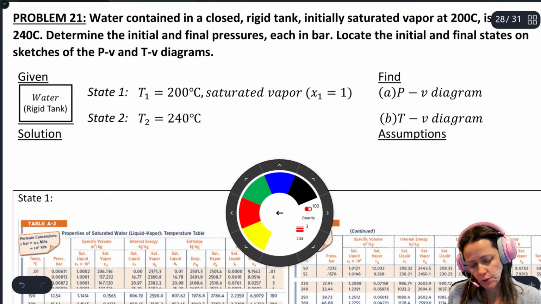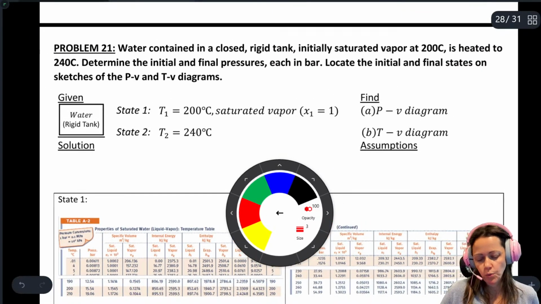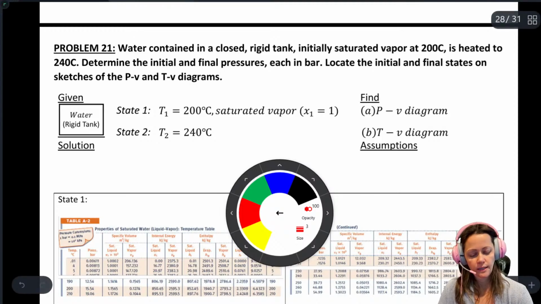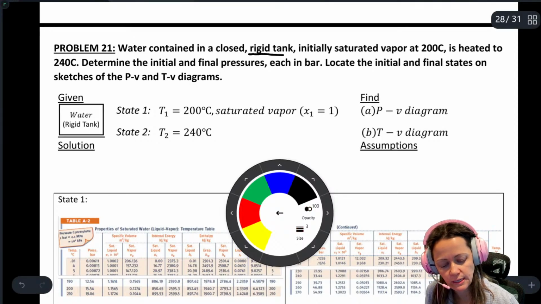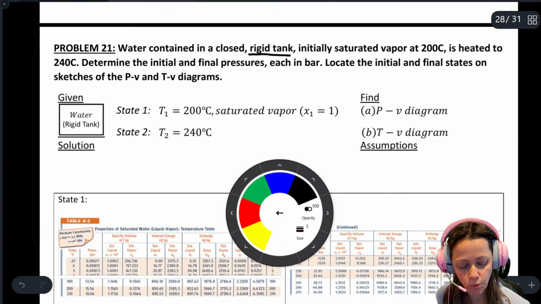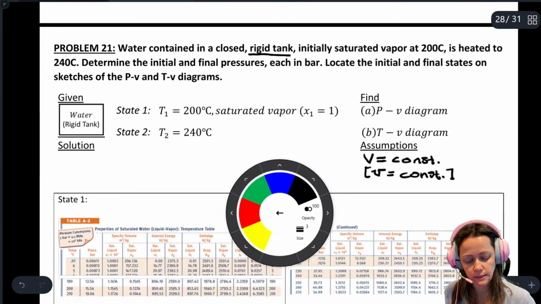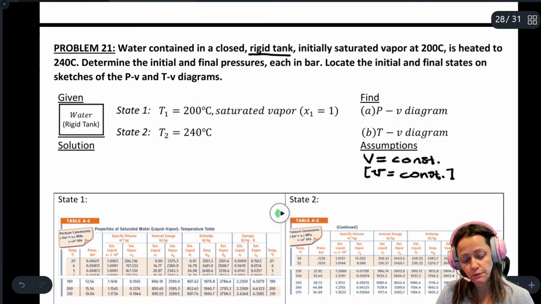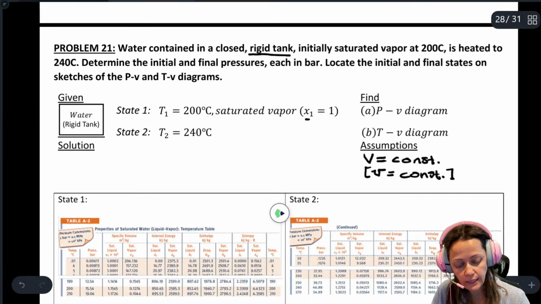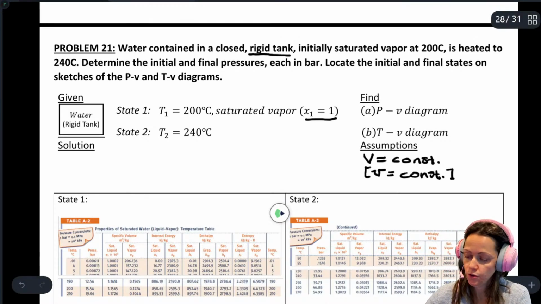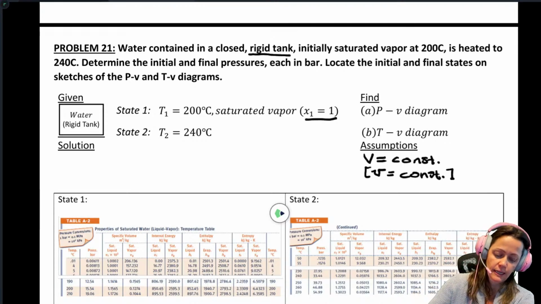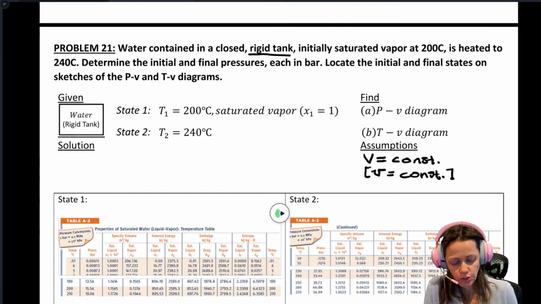All right. So here we've got a closed rigid tank. And right away, just the fact that it says closed rigid tank, I'm going to say my volume is constant. And because my mass is constant, that also means that my specific volume is constant. So that's going to be really important for fixing my state. It's initially a saturated vapor at state 1, so my quality is 1, temperature is 200 degrees Celsius, and then it's heated to 240 degrees Celsius.